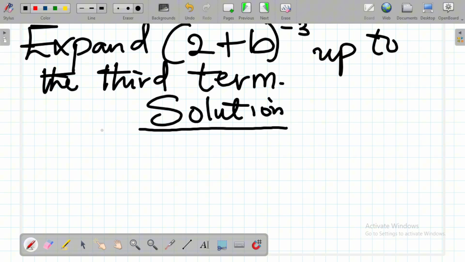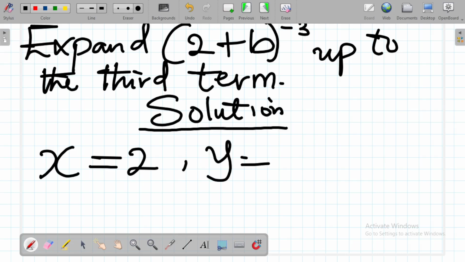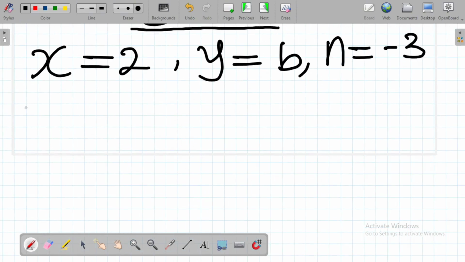Our first task here is to identify the parameters given. Now, from the question, x, which is the first term, is equal to 2. And then y, which is the second term, is equal to b. And finally, n, which is the power, is equal to negative 3. So our next task is to substitute into the equation.